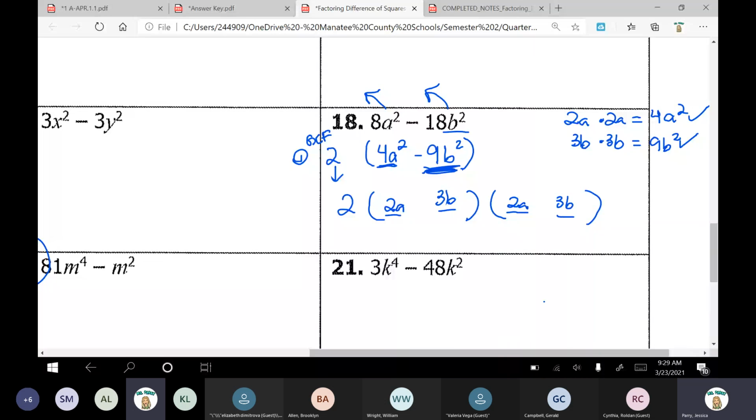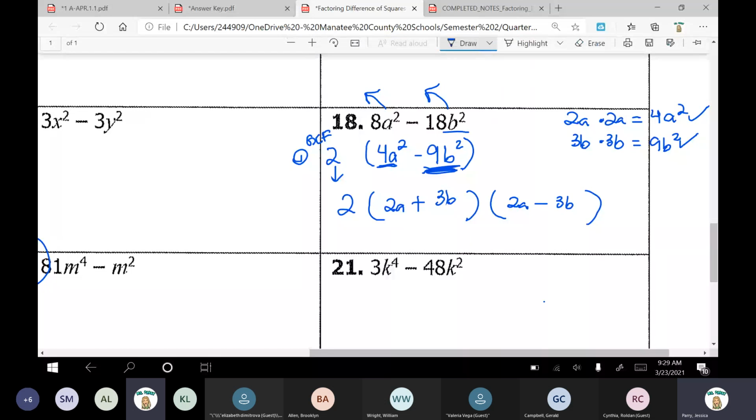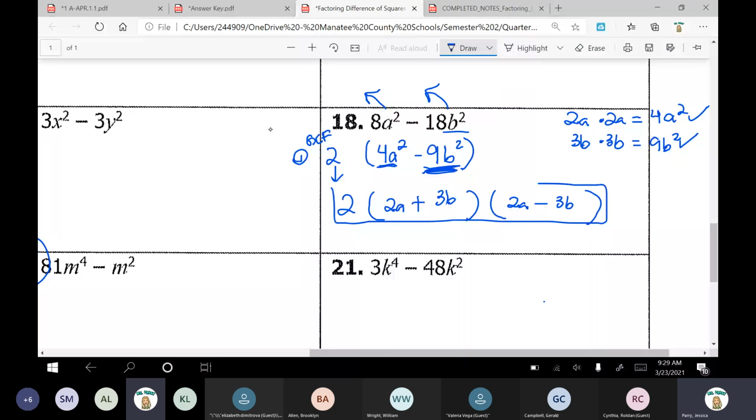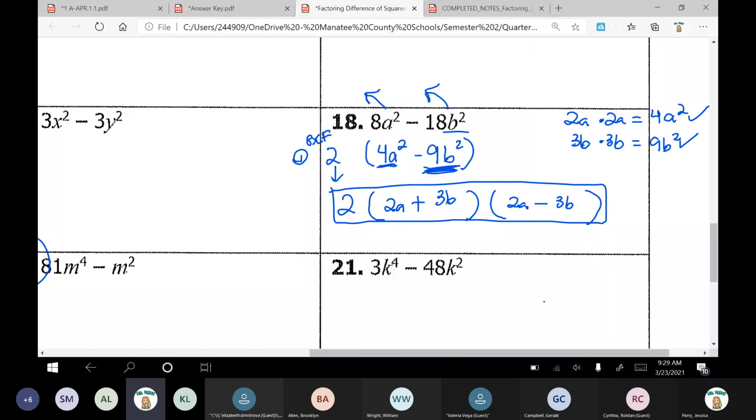2a, 3b. They need to be exactly the same. The only difference is one has a plus sign and one has a minus sign. And then you are all finished. You can put a box around it, and that is your final answer for number 18.